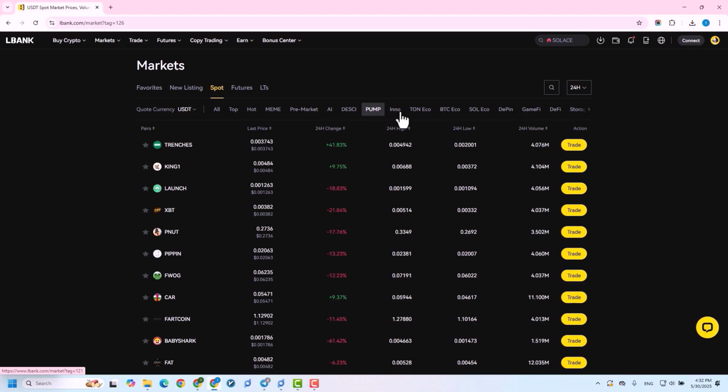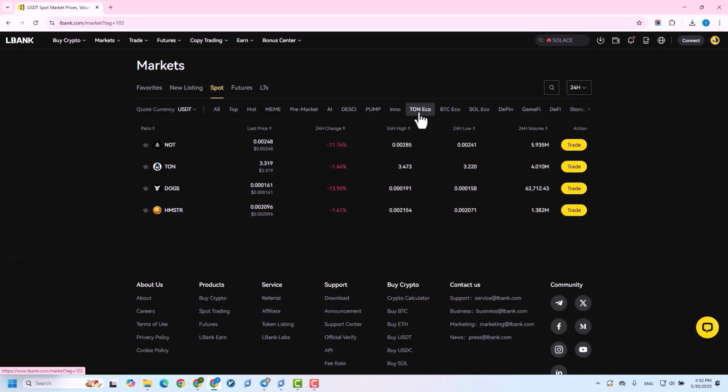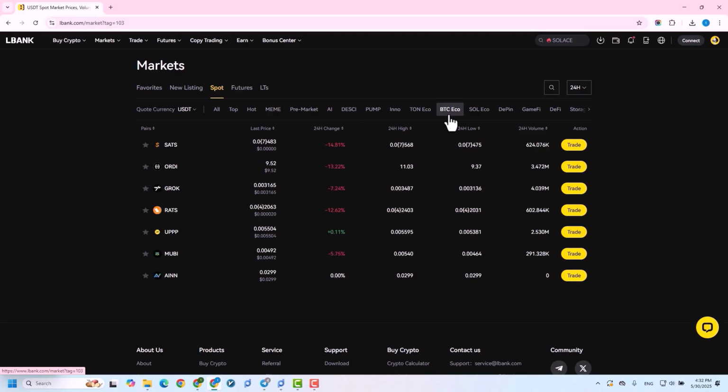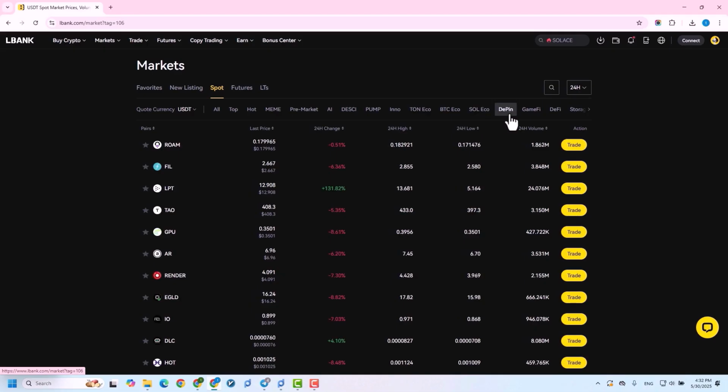The next section is for innovative projects. Ton Eco is related to projects within the Toncoin ecosystem, and BTC Eco pertains to projects connected to Bitcoin and its infrastructure. Sol Eco is for projects associated with the Solana ecosystem, and DePIN relates to decentralized infrastructure networks. The next section is about blockchain games. The next section is related to decentralized finance and other categories.